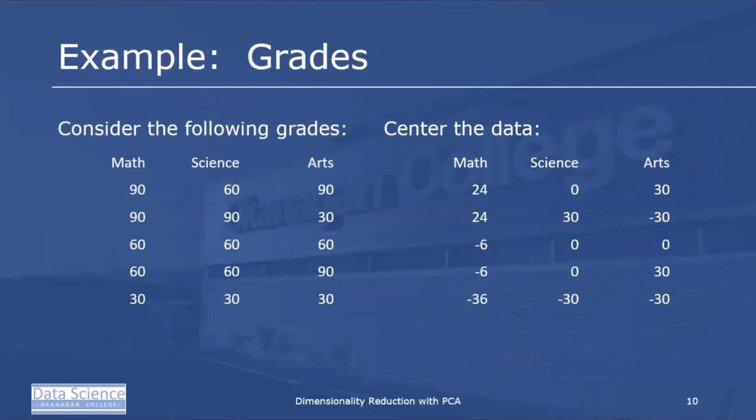Here's another example. We have grades for 5 students in math, science, and arts. We're going to use these grades to try to do a linear regression on how these grades correlate with grades on a diagnostic test. So again, we begin by centering the data. You have to find the mean of the math, the mean of the science, the mean of the arts. We can then compute the centered data.